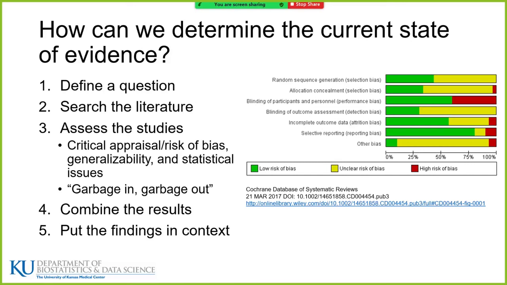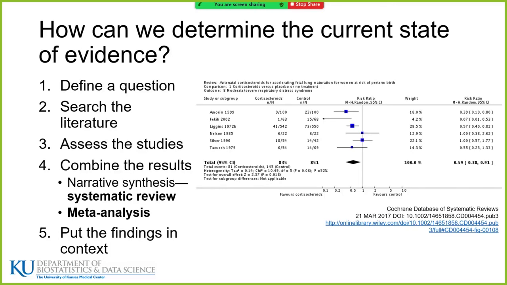Why do we do this? Well, that's because this meta-analysis is a statistical analysis. So if you put garbage into it, you will get garbage out. So we want to make sure that we understand the risk of bias for the things that are going into our analysis. Then you want to combine the results using the meta-analysis and put the findings in context.